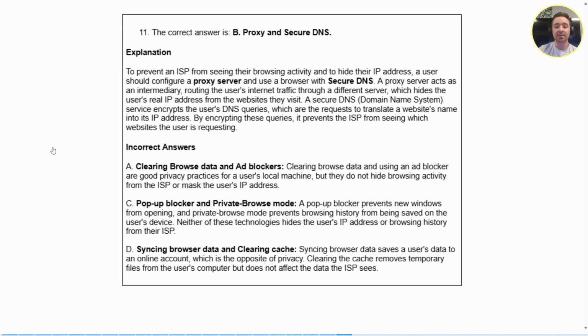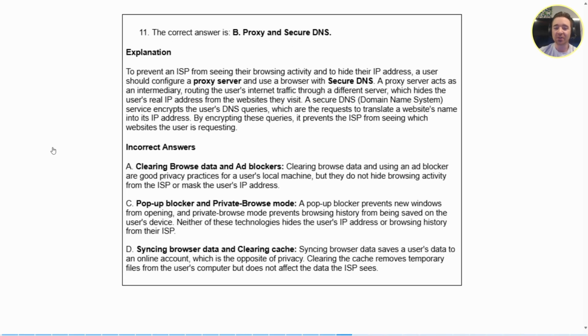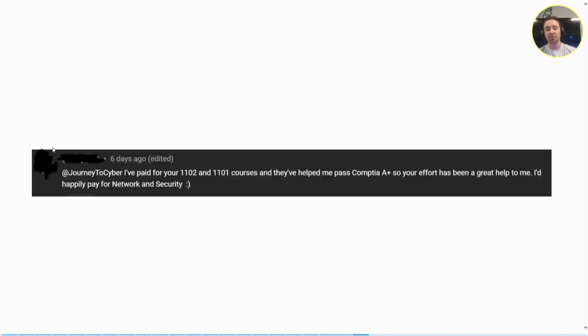It is going to be B, proxy and secure DNS. Is that right? Yes, proxy and secure DNS. So a proxy server can hide your IP address, make you appear like you're in a different place, and secure DNS can also provide that level of security. Pause to read that if you want more information.